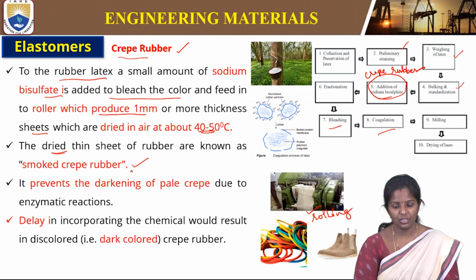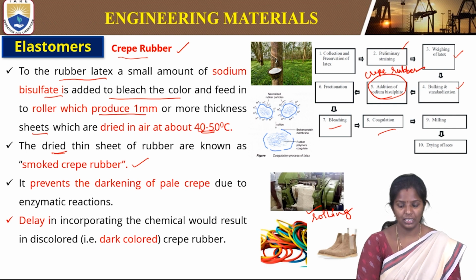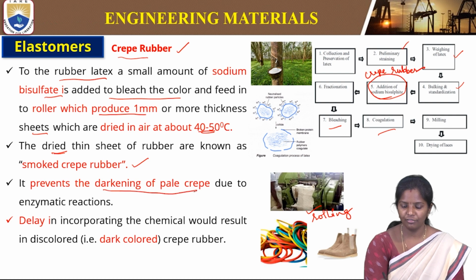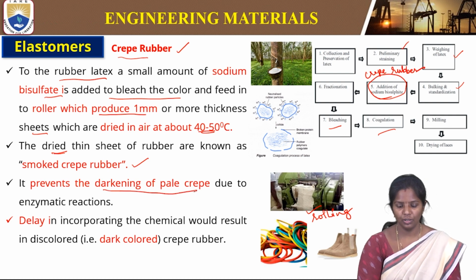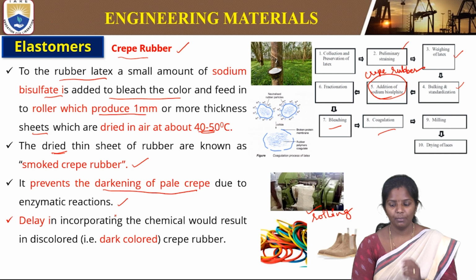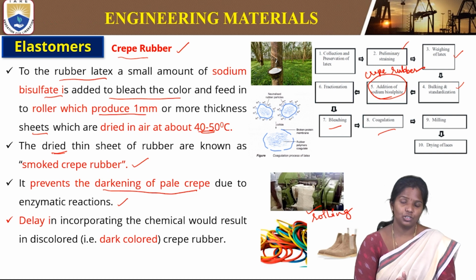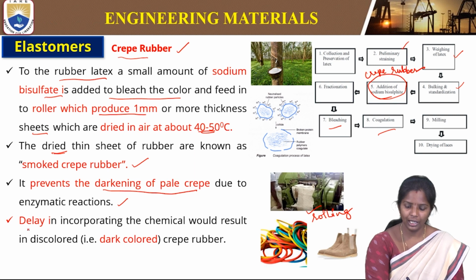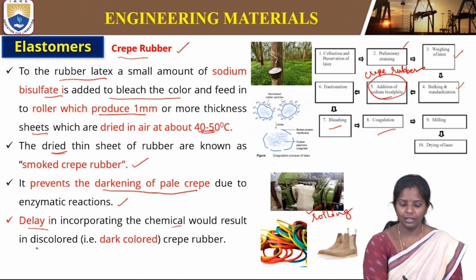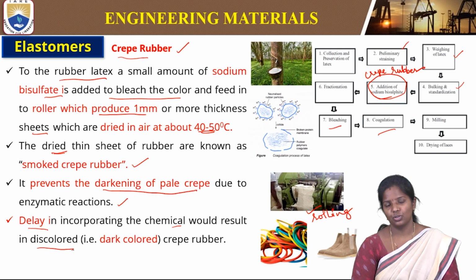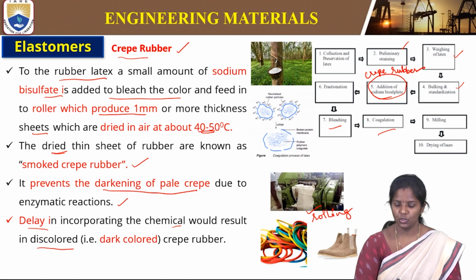Treatment with sodium bisulfate prevents darkening of pale crepe due to enzymatic reactions. There will be enzymatic reactions that take place, so the treatment is very important to avoid those. Delay in incorporating the chemical will discolor the crepe rubber, so it will become dark colored. There are some applications, like here, where the rubber is used for bags, and also some footwear made from the crepe rubber.